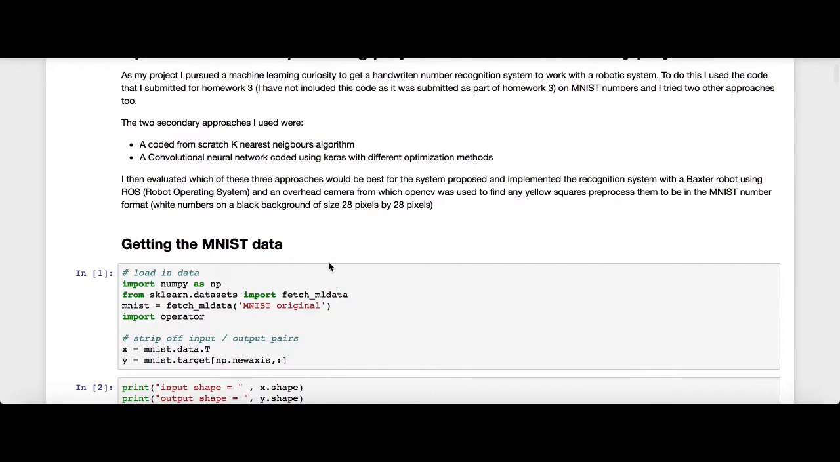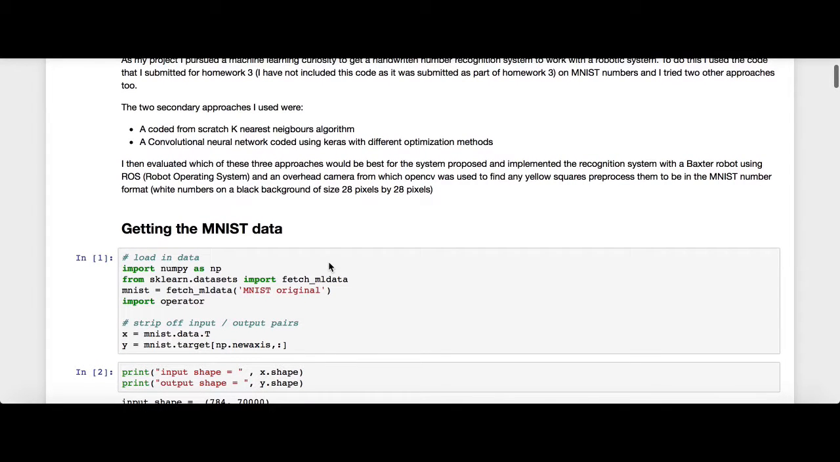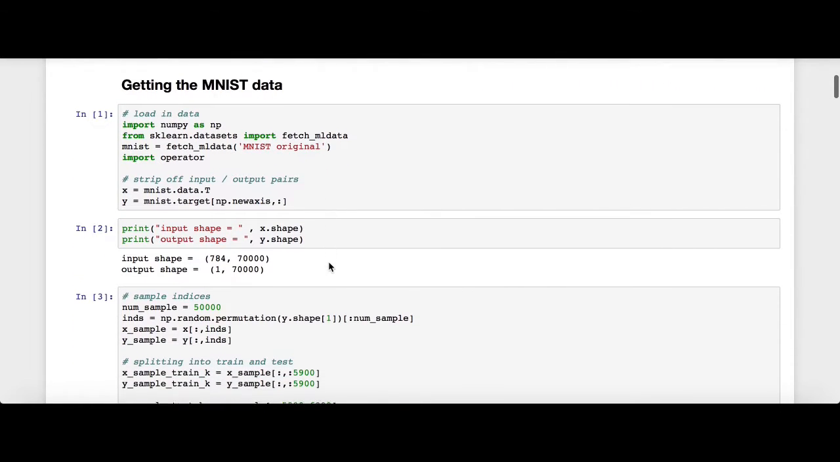So first, what I did was I considered the work done in homework 3, where we used the MNIST data and we used basic one versus all linear lines to separate the data out, and I used that as my number one option for trying this out. Next, I used a hand-coded k-nearest neighbors algorithm, and after that I tried a convolutional neural network using Keras because of the difficulty of coding that from scratch. So first I got the MNIST data.